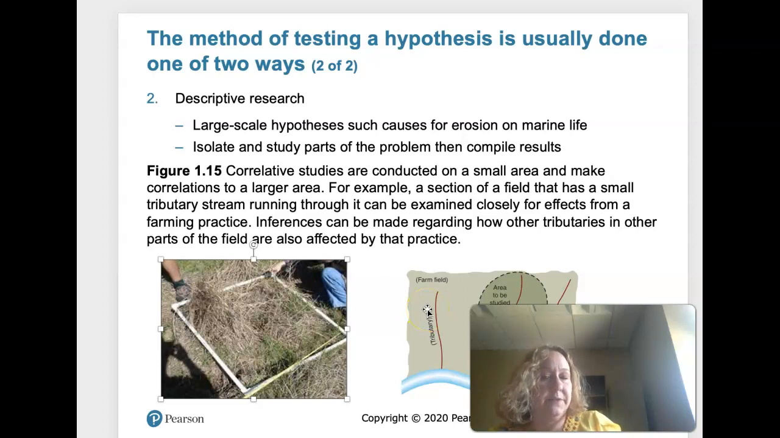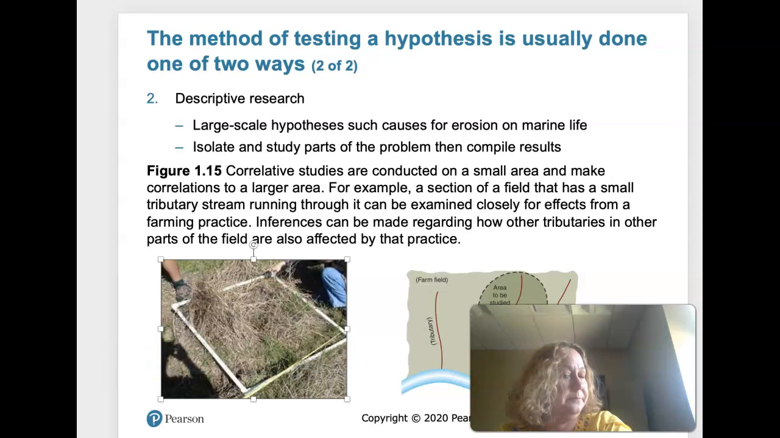It's called a correlative study. They've conducted it on a small area and made correlations to a larger area. This section of the field has a small tributary stream in the example on the slides. That section has a stream running through it, and it can be examined closely for the effects of the farming practices. And then you can infer that. You can use modeling, or you can use some other way to say, okay, this is what we found in this section, and we're going to extrapolate that to the other sections and make some kind of prediction.